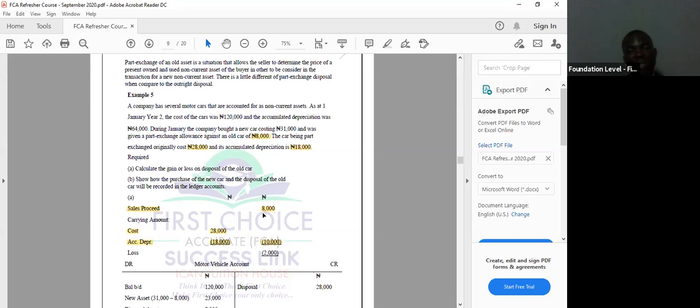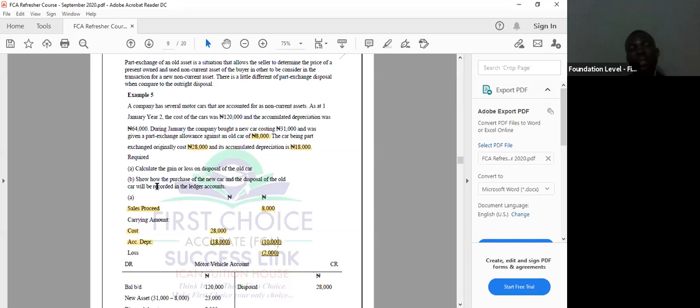But what is the amount? It is 8,000. That's why a swap or part exchange is not a good deal. It's not a good deal because the person will lowball you, or reduce it to more than the market price. So 8,000 minus 10,000 gives us 2,000. The 2,000 here is a loss, because your carrying amount is 10,000, whereas you are only able to realize 8,000 out of that 10,000. So it is a loss.